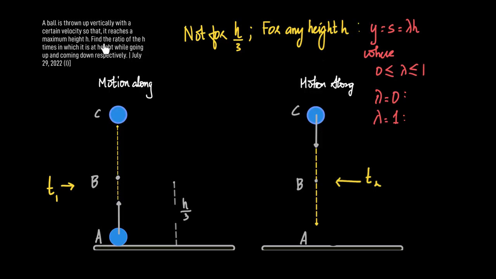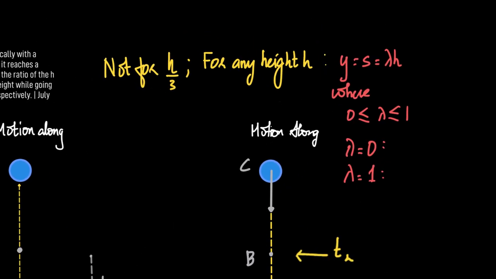So we'll solve this question now, not based on h by 3, but for any height h, which means the vertical displacement would be s equal to ut plus half at square, where the maximum vertical displacement is s equal to lambda h. What does that mean? When lambda is equal to 0, what is s equal to? Corresponding s is equal to 0, which means it is at ground.